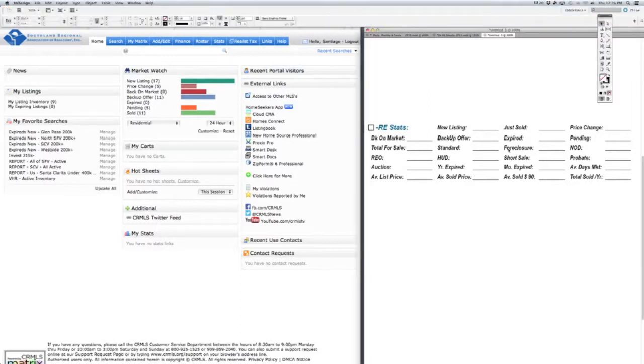So on the right-hand side over here, we're going to see the graph that I introduced you to just a minute or two ago.